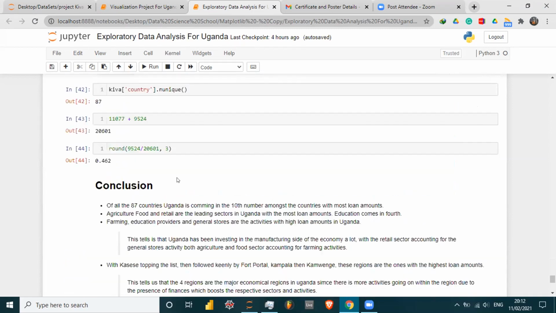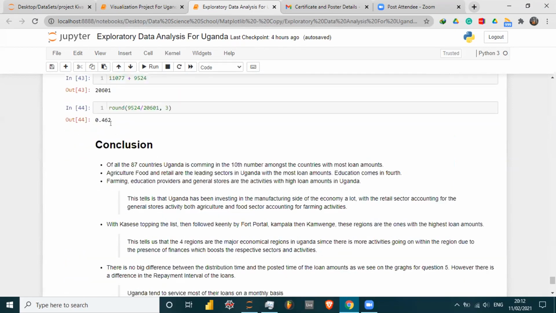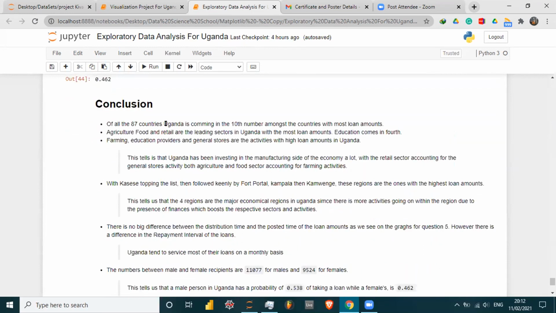So I went ahead for the conclusion of all. Here's my conclusion of all the 87 countries. Of all the 87 countries, Uganda is coming in 10th amongst the countries with the most loan amount. Agriculture, food, and retail are the leading sectors in Uganda with the most loan amount. Education comes in fourth. Then my third point is farming education. Farming education providers and general stores are the activities with high loan amounts in Uganda.